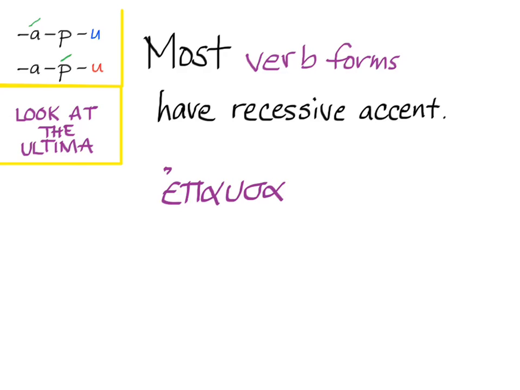Here we have epausa, which means I stopped. It has recessive accent, and so to decide where the accent goes, I look at the last syllable. It's short, so I count back 1, 2, 3, and put an acute over the antepenult, the third to last, and we get epausa.